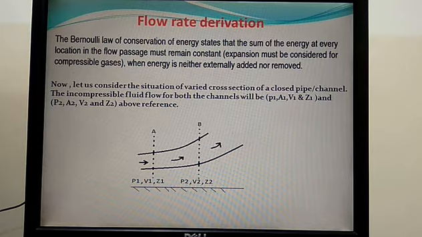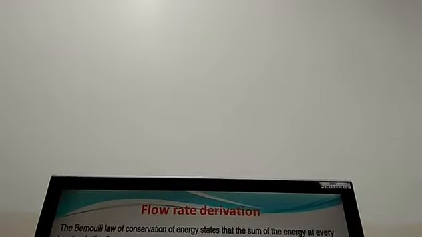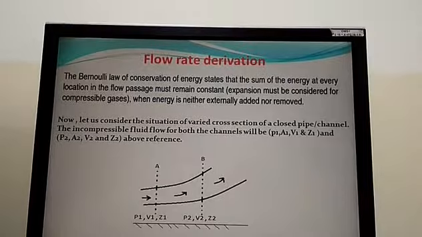Now let us consider the situation of a varied cross section of a closed pipe or channel. The incompressible fluid flow for channel 1 will be P1, A1, V1 and Z1, and for channel 2 P2, A2, V2 and Z2 above the reference or datum level. You see the figure? These are the two different cross section areas.